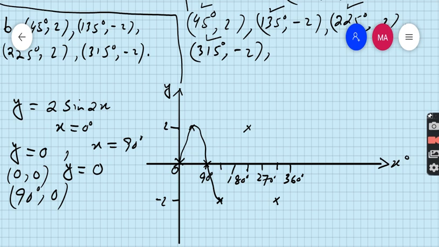This is very important. And one more point I am taking, that is x is equal to 180 degree. So if you put x is equal to 180 in this equation, you will get 180 into 2 is 360, and sine 360 is 0. Therefore the value of y is 0. So 180 degree is 0, because we need this crossing point.